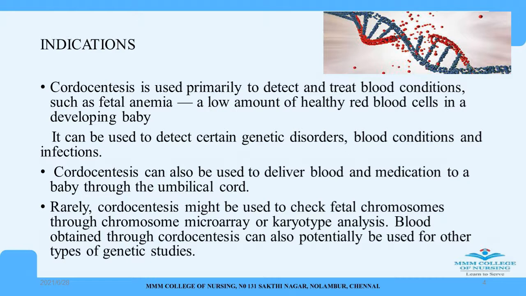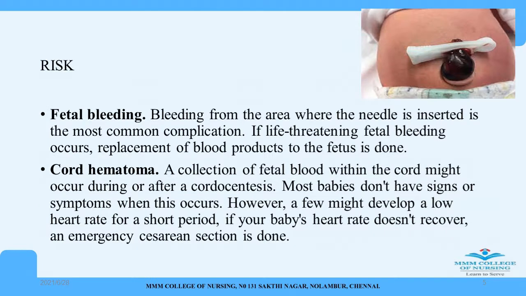Blood obtained through cordocentesis can also potentially be used for other types of genetic studies. So the main indications are to detect fetal anemia, that is, a low amount of RBC in the developing baby, and also to detect any genetic disorders, any other blood conditions, and to diagnose infections. So this is about the indications. Next, we can see the risks of cordocentesis.